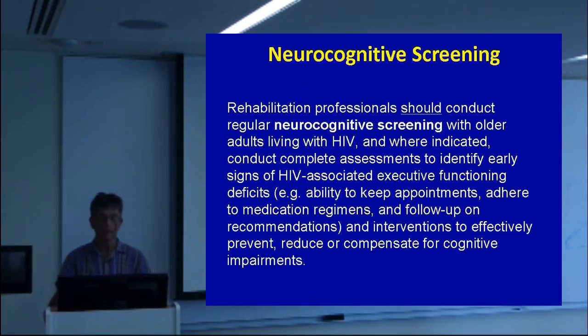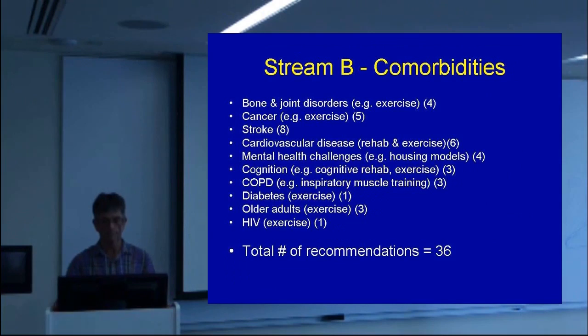An example of a recommendation that came out of this process is one on neurocognitive screening. The recommendation is that rehab professionals should conduct regular neurocognitive screening with older adults living with HIV, and where indicated, conduct complete assessments to identify early signs of HIV-associated executive functioning deficits, and then provide interventions to effectively prevent, reduce, or compensate for cognitive impairment. So that's an example of what came out of Stream A.